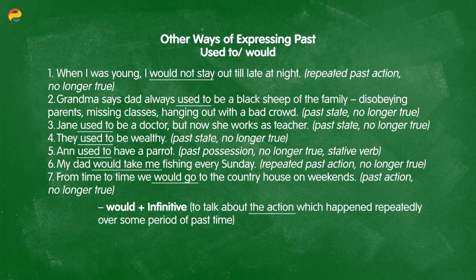The meaning is very different. The same goes for the phrase "they used to be wealthy" or "they would be wealthy." "Would be" has a completely different meaning than "they used to be wealthy" here. So to summarize this segment, it would be wrong to say that Jane would be a doctor or that they would be wealthy. In these cases, because we are using stative verbs, we can only use "used to."